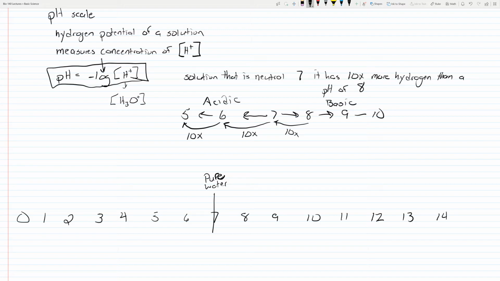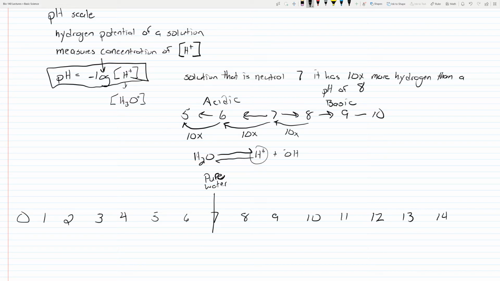Pure water. Now you may be like, well, wait a second, dude. Water is H2O. But as covered in an earlier lecture on water, water doesn't exist just as pure H2O. It actually exists as this at any given time, and it goes back and forth equally between these two states.